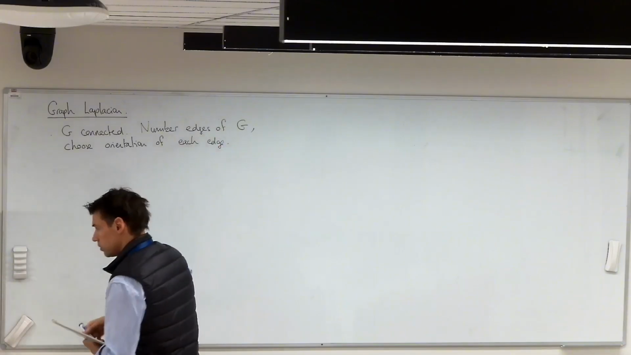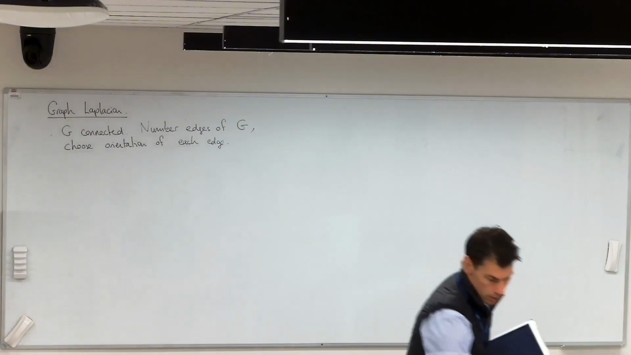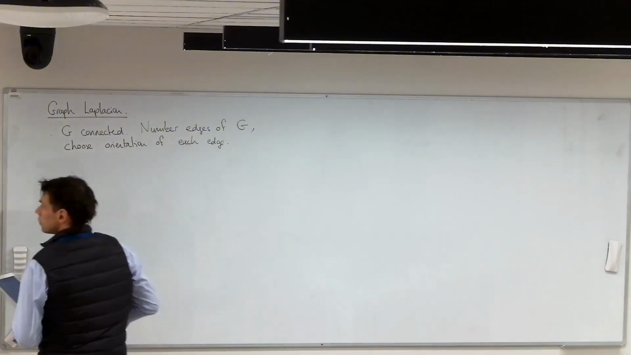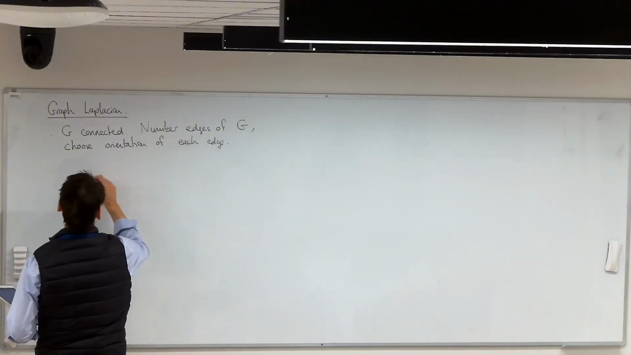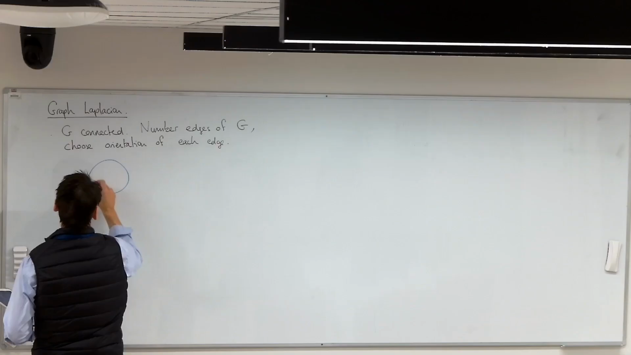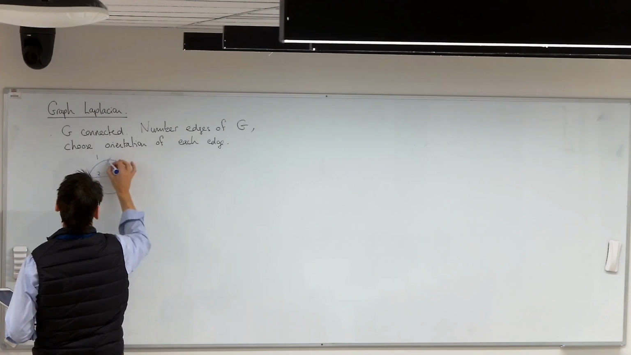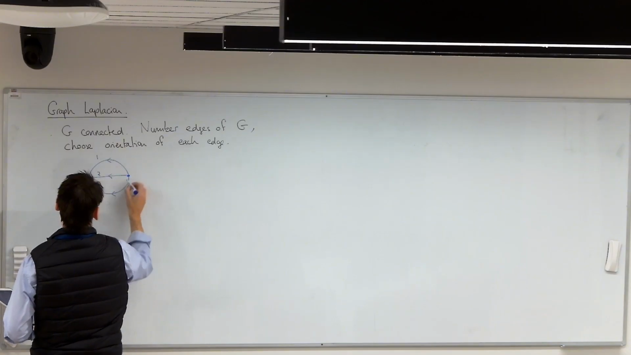So as I go along, I'm going to do a running example. So we'll do the same graph. This is going to be our graph. And we're going to number the edges as before. And I'm going to orient them to the left.